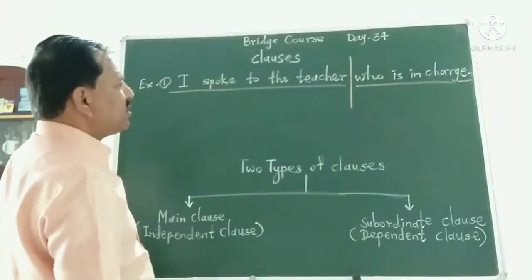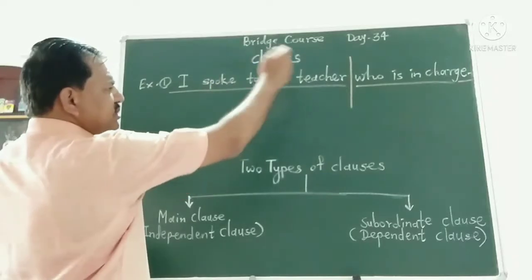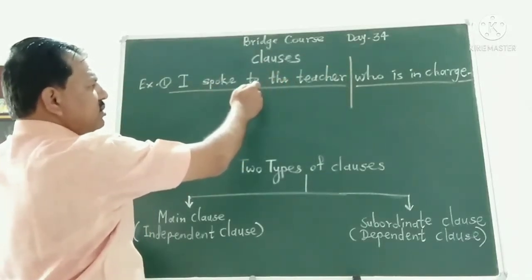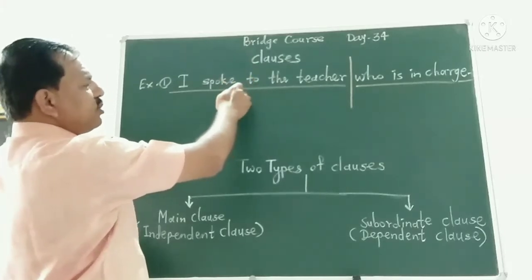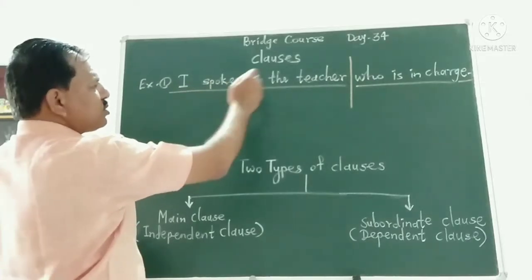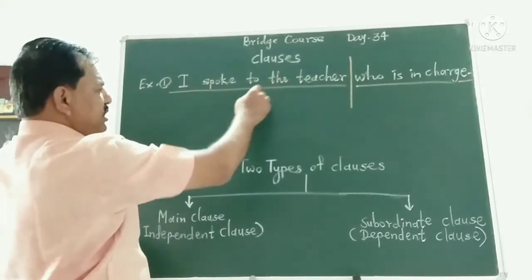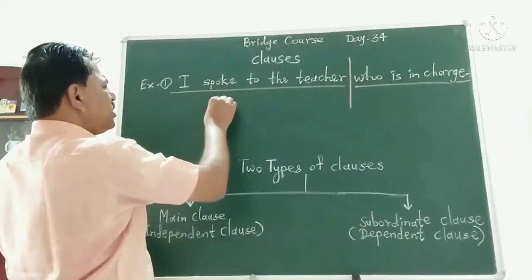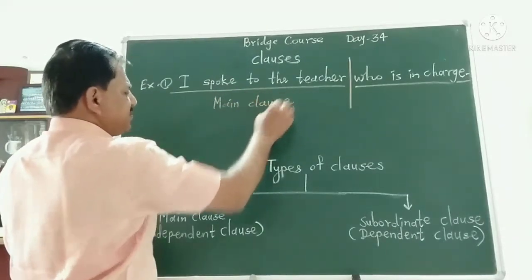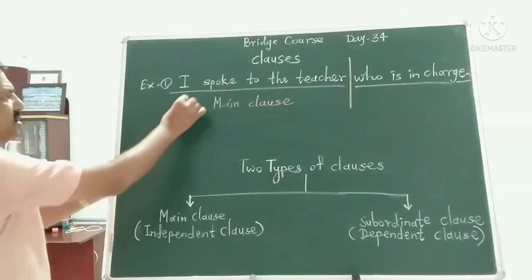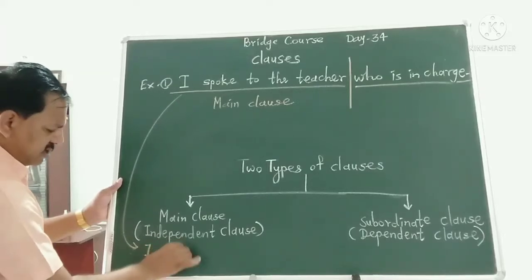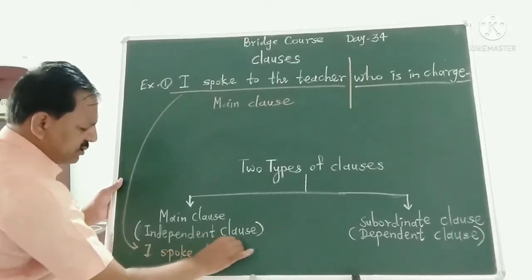Now you see, when we disconnect the first clause from the second one, it stands meaningful. It is independently meaningful, makes sense standing alone. I spoke to the teacher. So it is main clause or independent clause.